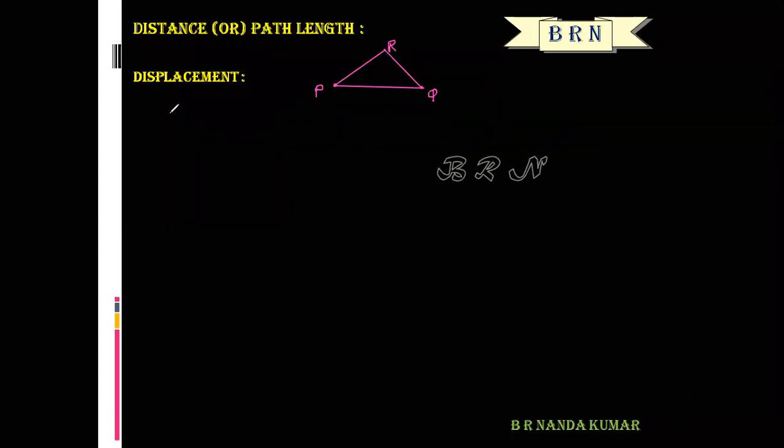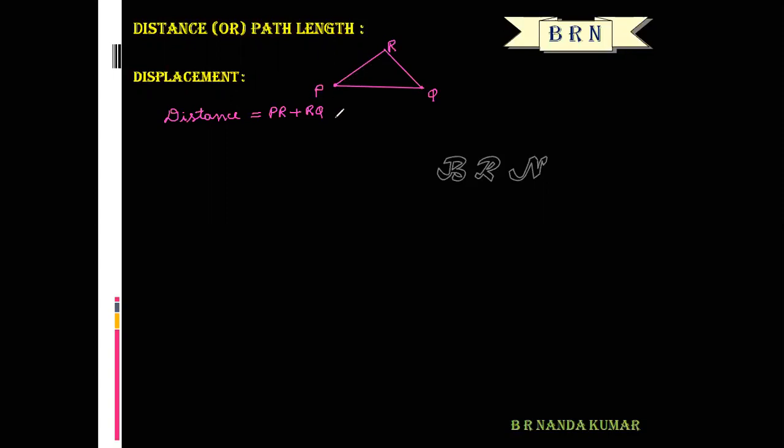So in this case, the total distance traveled by the particle is PR plus RQ. Is it not? This is the total distance traveled by the particle, because this is the initial position of the particle and this one is the final position of the particle. What is the meaning of distance? Distance means the total length of path covered by a particle in a certain time, but without considering direction.